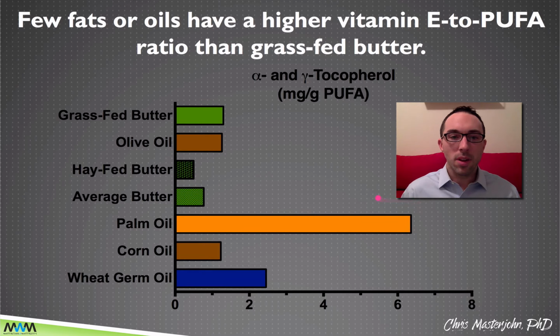If we add into our list of fats and oils grass-fed butter, then it comes out a little bit better than olive oil, way better than butter from cows fed hay or average butter that you'd find in the supermarket. And although it's not as good as palm oil, it's better than corn oil, and it's pretty competitive with wheat germ oil. So the vitamin E to PUFA ratio matters a lot, and the method of production matters a lot.